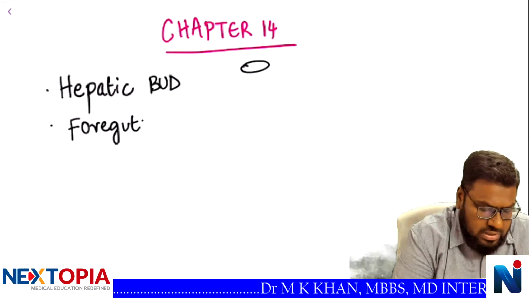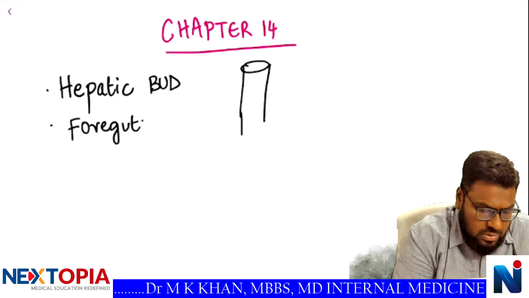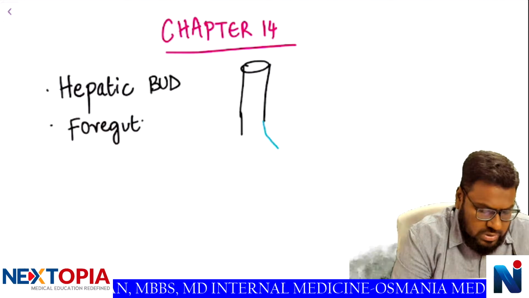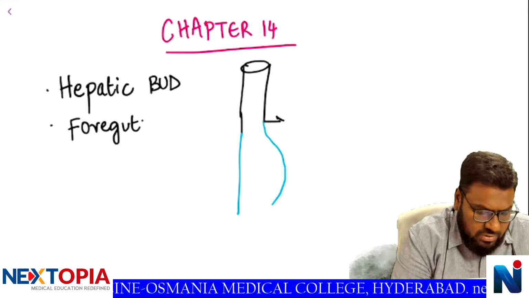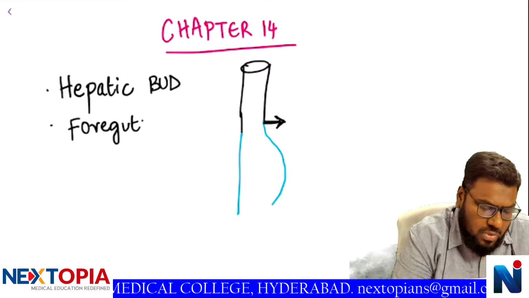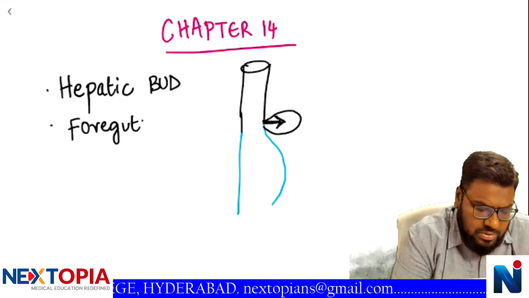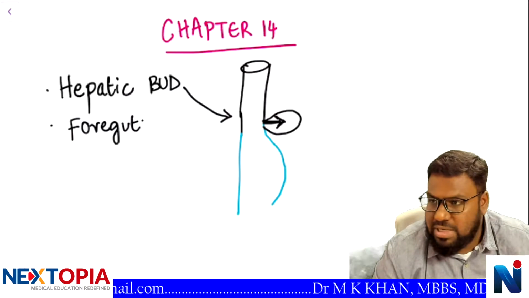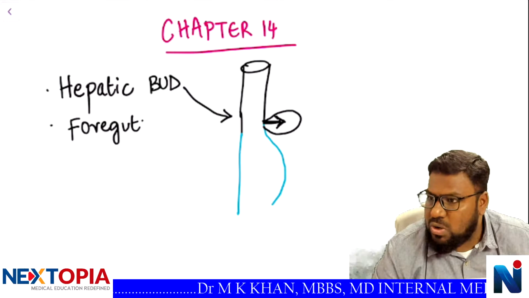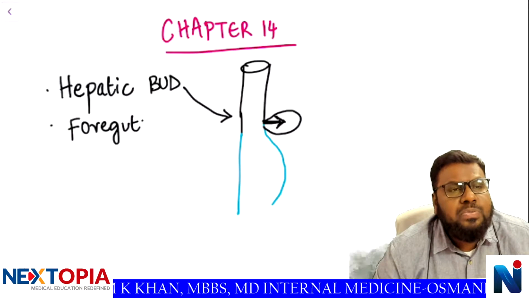So this is the foregut, and suppose this is the midgut. At the end portion of the foregut, somewhere here, a small outpouching develops. We call it hepatic bud. Hepatic bud at the terminal portion of the foregut.